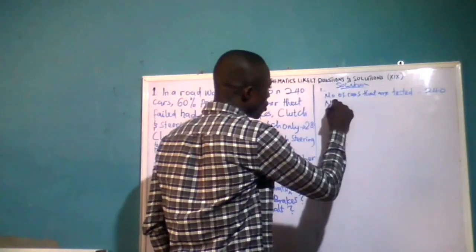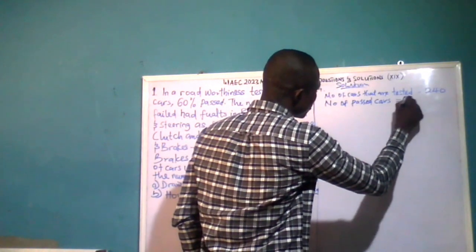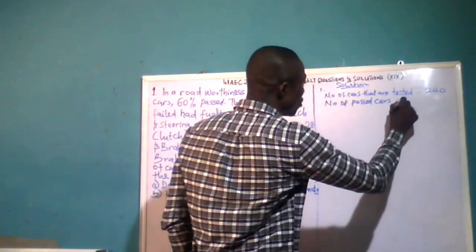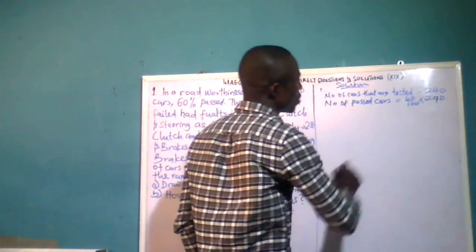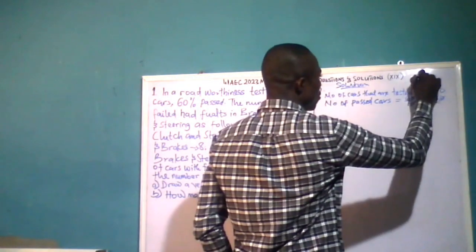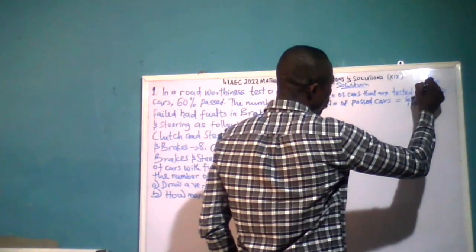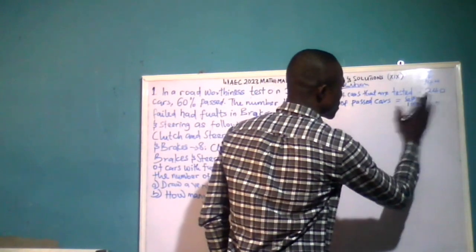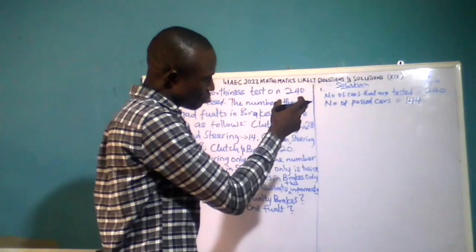That these numbers of cars that passed equals 60% of this tested car, that is 60% of 240. So you have 60 over 100 of 240. And 0 cancels 0. You are left with 6 by 24. And if you multiply 24 by 6, you have 144. Numbers of cars that pass the test is 144. Of course, you can scroll back to get how we get 144.